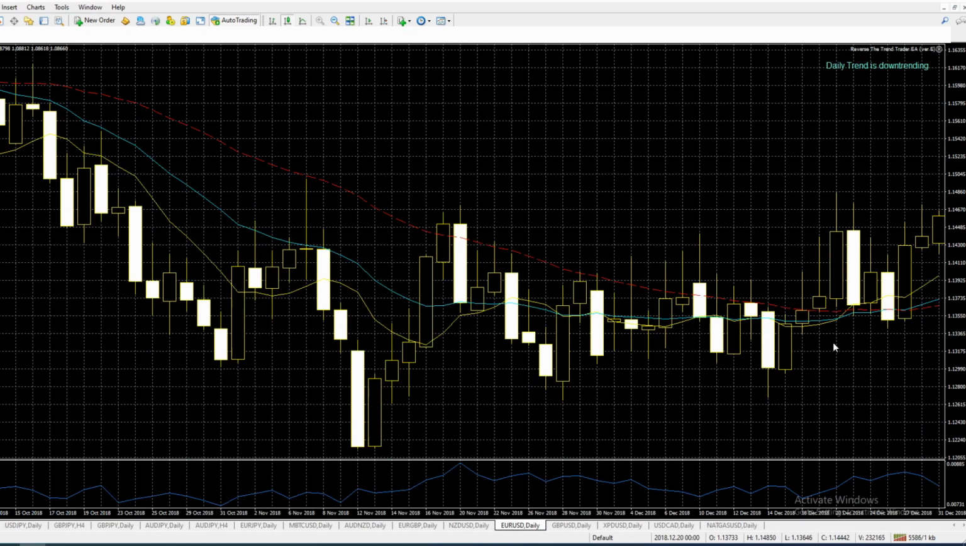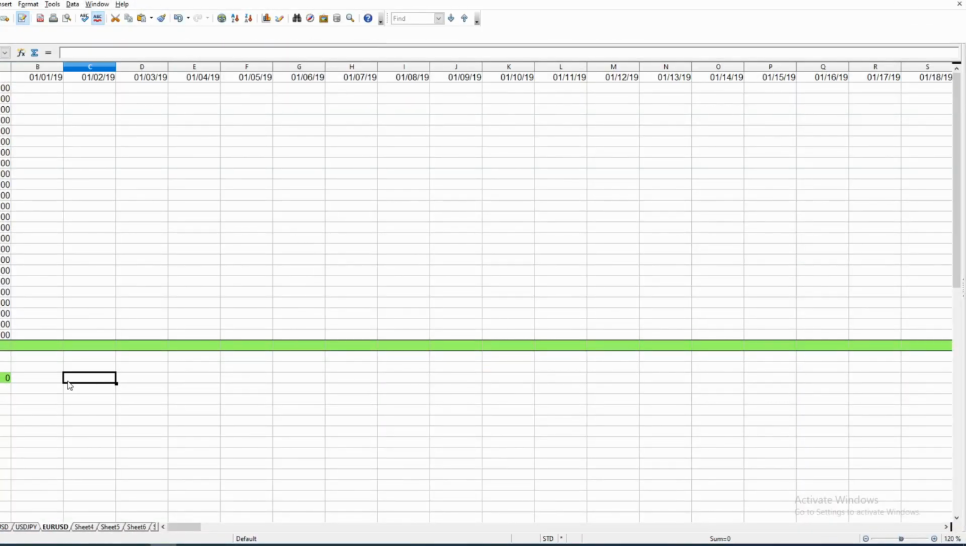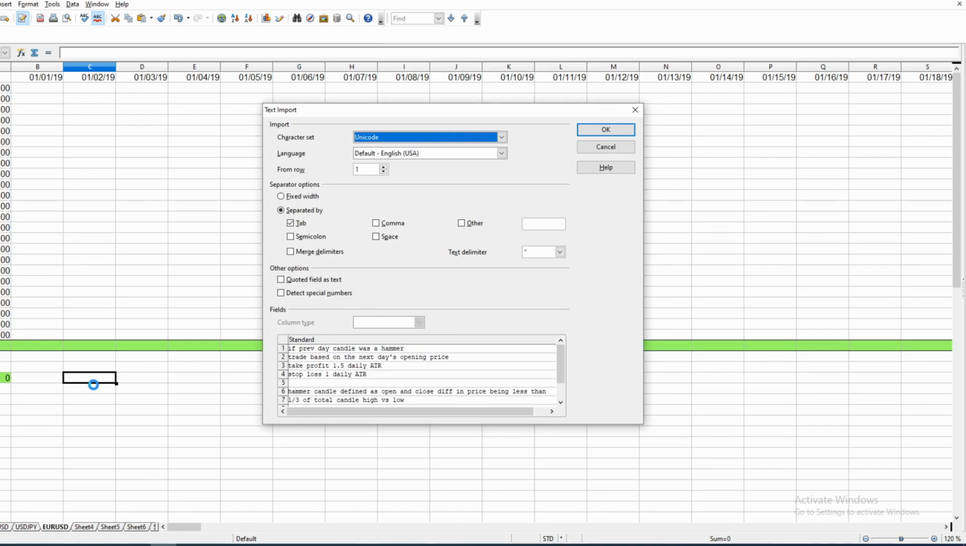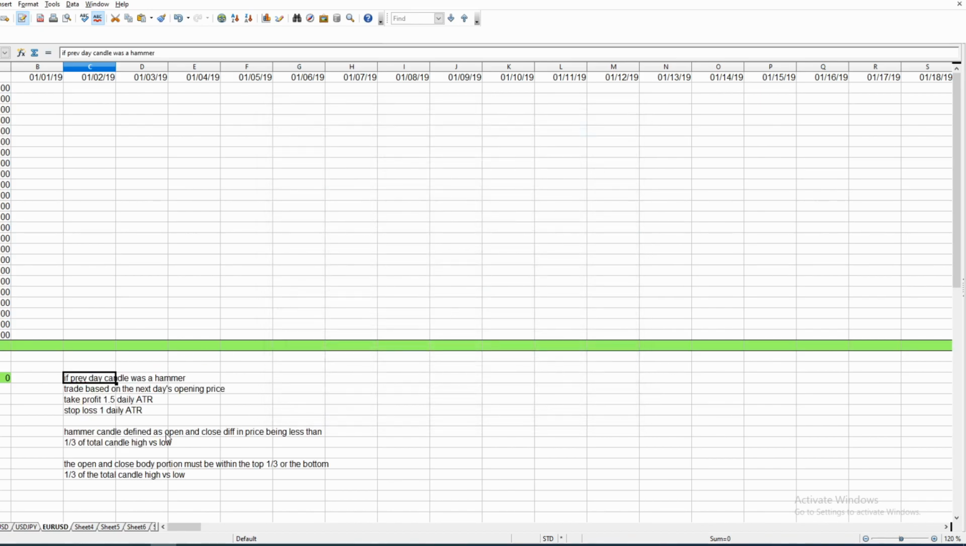First and foremost, you need to define the rules of your strategy very clearly. So I'm going to define the rules here. I previously wrote them down in my spreadsheet, so let's copy them over. Okay, so these are my rules.